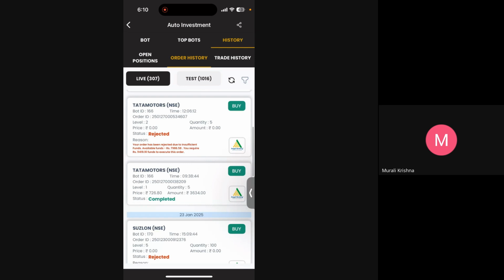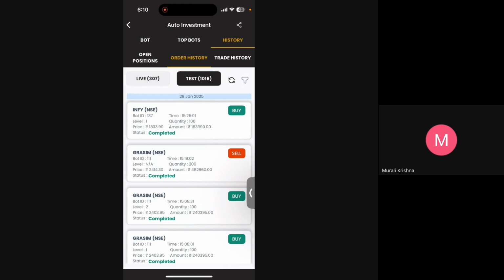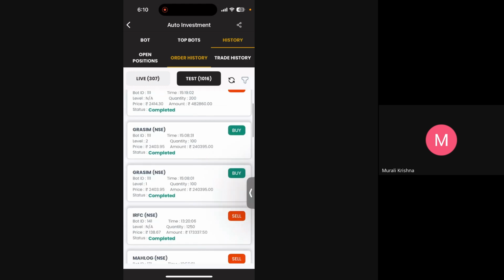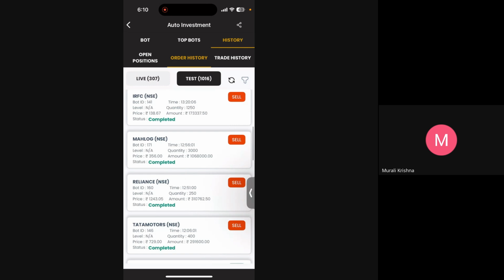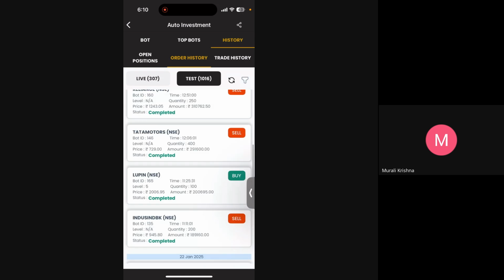Even in test, you can see all. See, 28th of January, that is today. Our bots have been executed in Infosys. Grasim, it has booked the profit. Grasim, it has bought. Grasim, it has bought IRFC, Mahindra Logistic. Reliance, it has booked the profit. Tata Motors, it has booked the profit.